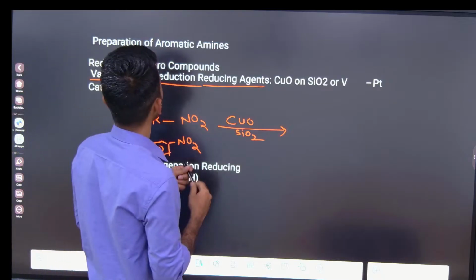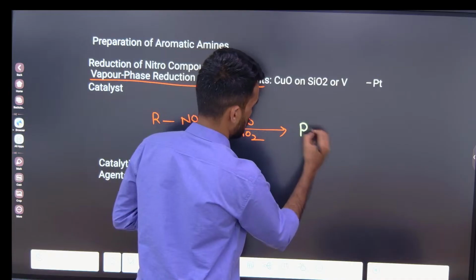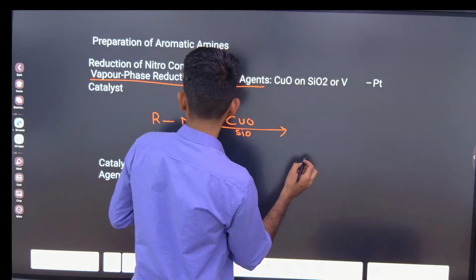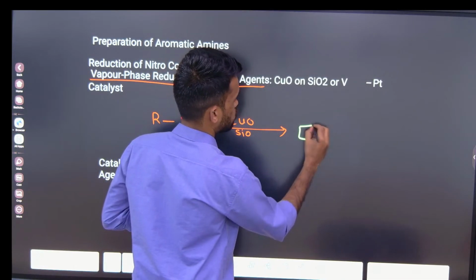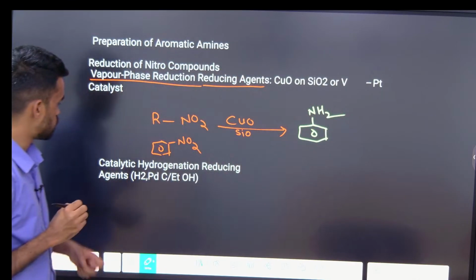So now what happens, we are going to get amines like RNH2. Or if I say this one, nitrobenzene, you are going to get NH2, aniline. That's it. Okay, this is what you can say.